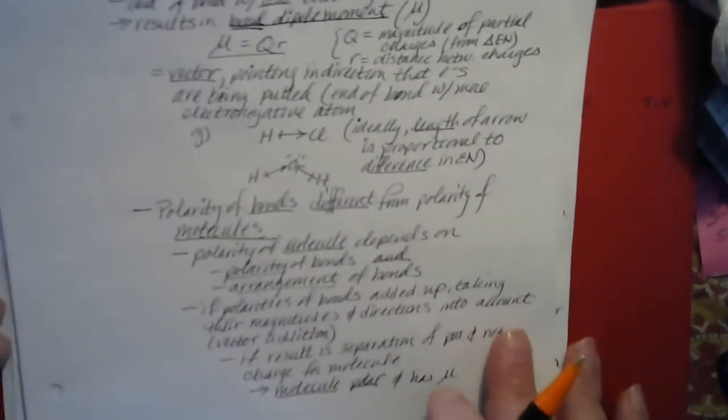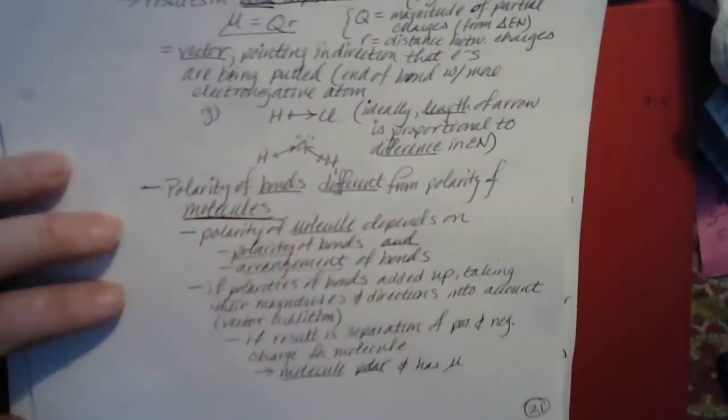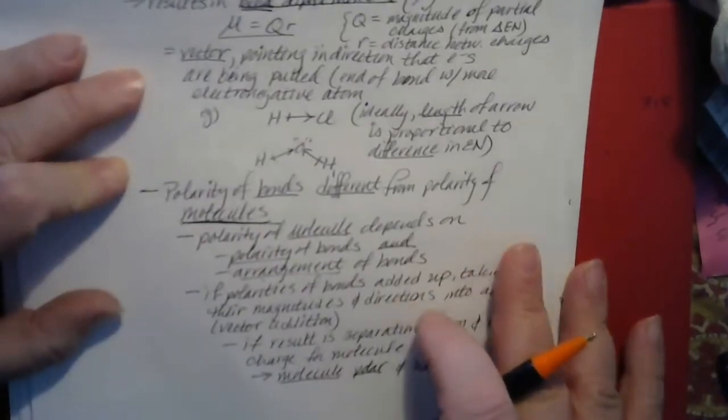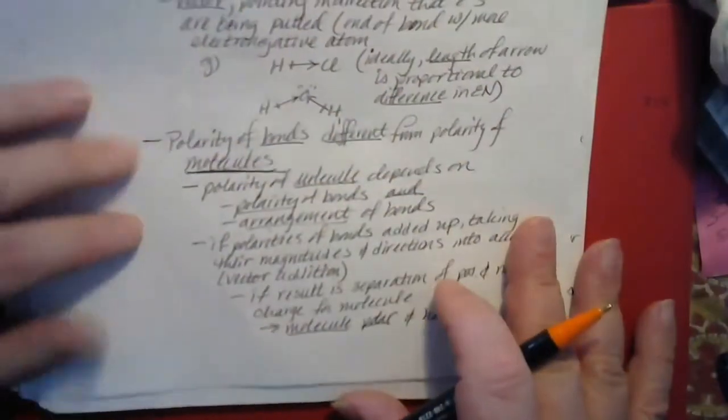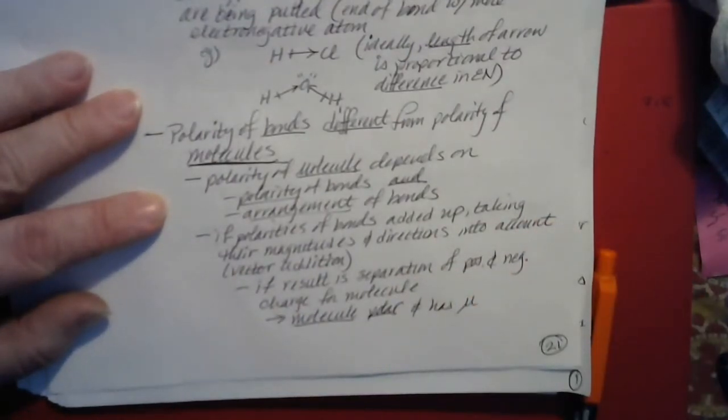Now what we're going to wonder about next is, what about the polarity of the molecules? Because the polarity of bonds and the polarity of molecules are 2 separate considerations. You could have a molecule with polar bonds, and yet the molecule could be nonpolar.